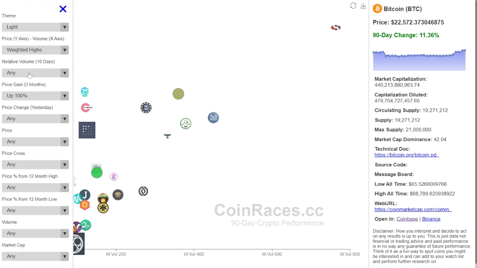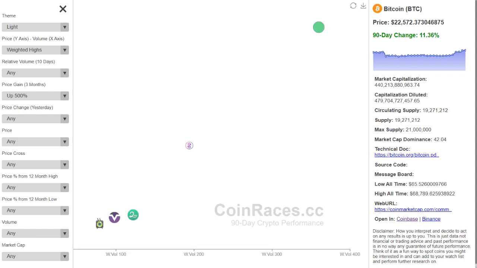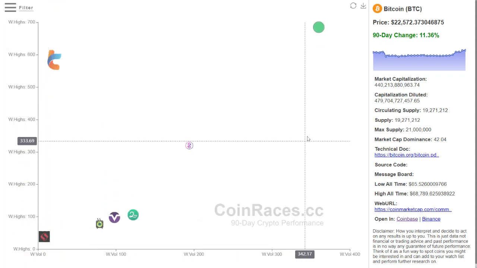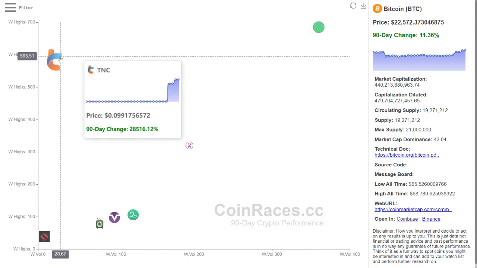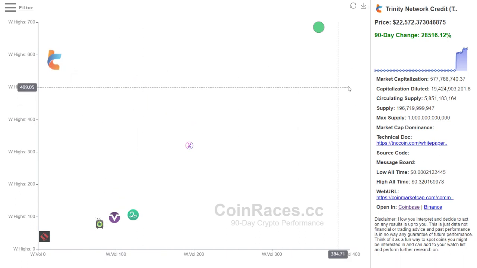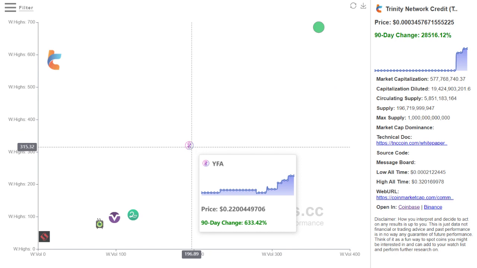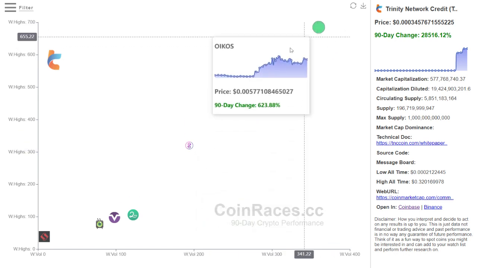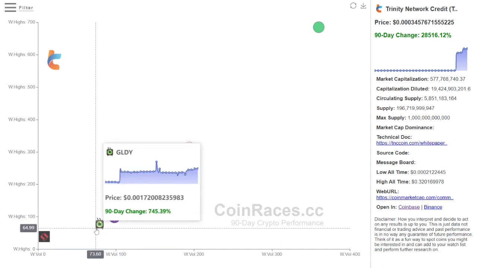So let's filter it down further. Let's say show me any coins that are up, say, 500%, and see how many remain. And so we've got a lot less, which is interesting. So this one here's up 623, 28,000, which is crazy. But again, it started from nothing, so you always take that with a rule of thumb. I'm really more looking for stocks like these ones, where you can see there's a nicer, steadier progression, rather than just these big spikes at the start.